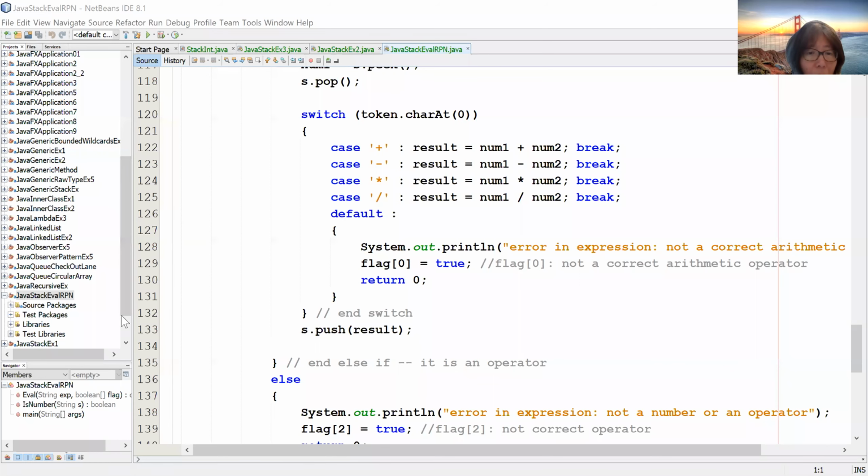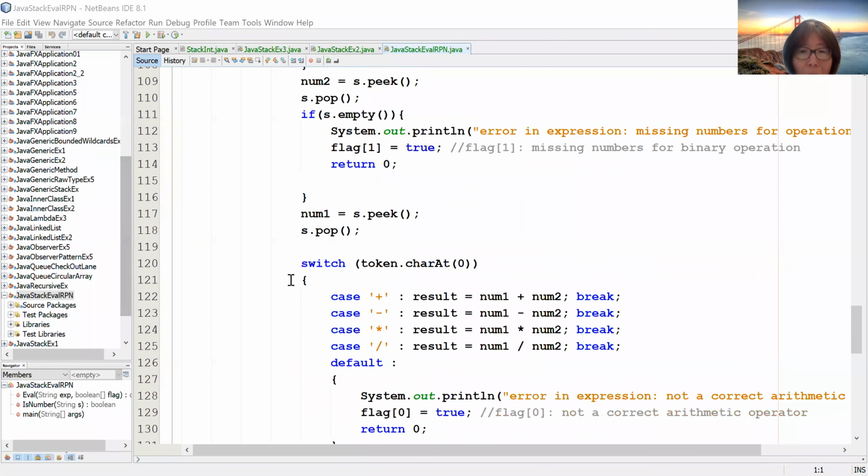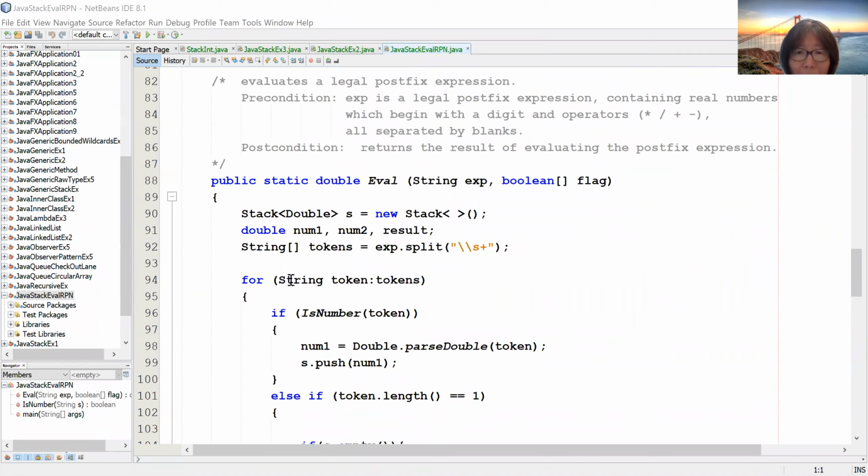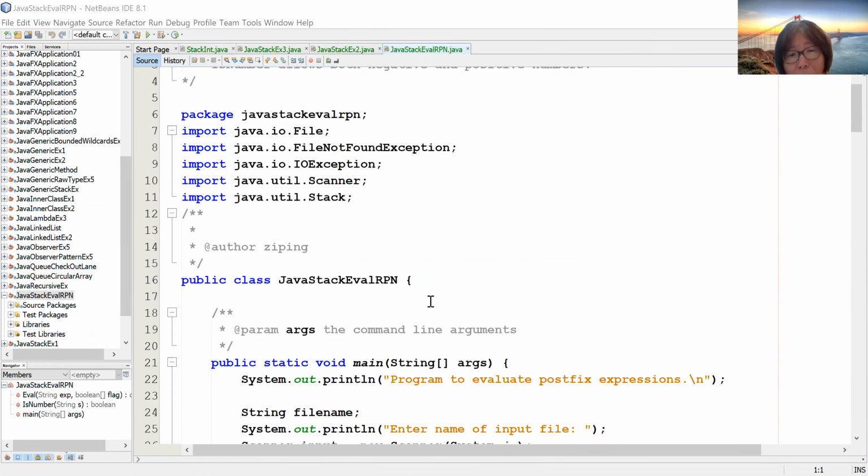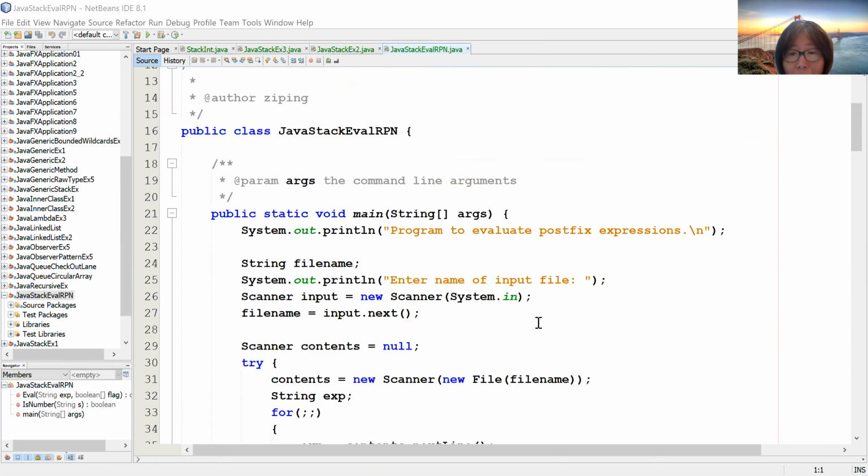Okay, so over here, we can take a look at our code. It's a pretty long code, okay? And we are going to read our postfix. So the first one is about postfix evaluation.